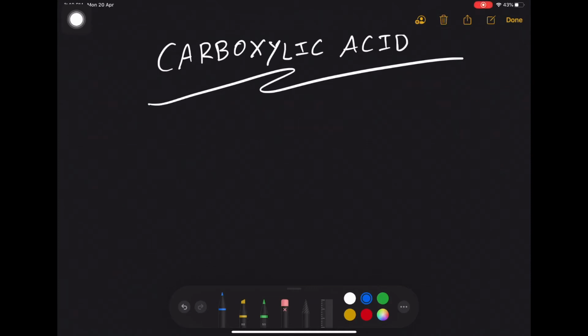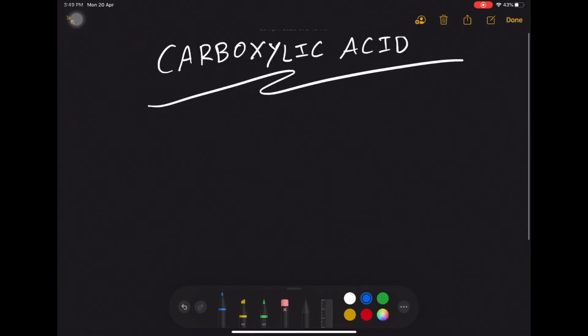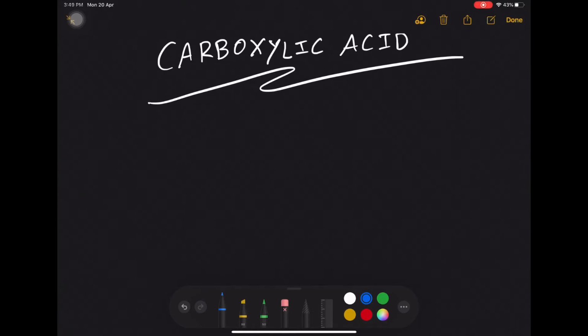So now we'll go into the topic on carboxylic acid. Today we are going to talk about how you produce carboxylic acid, and what the chemical properties and the physical properties are. So first thing to know, what is carboxylic acid?